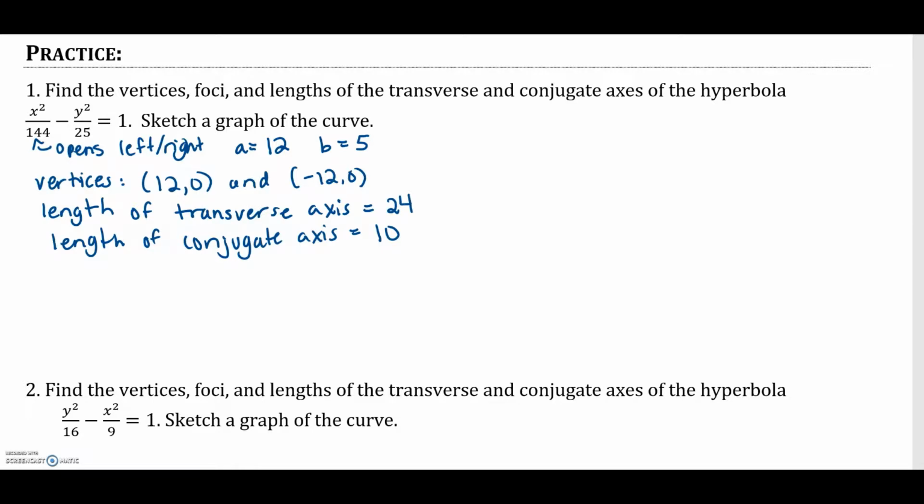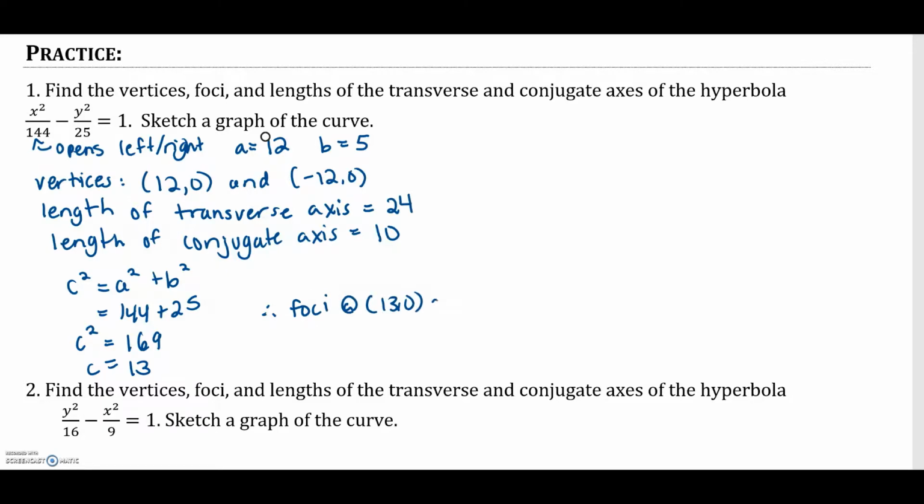In order to identify the foci, we must calculate c. C squared is equal to a squared plus b squared, which is 144 plus 25. Therefore, the value of c squared is 169, and c is equal to 13. Therefore, we have foci at the following 2 points on the x-axis, so 13, 0, and negative 13, 0. Now let's make a sketch of this graph.